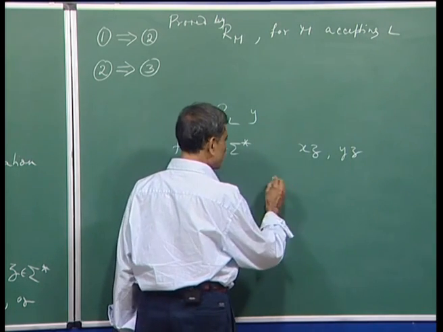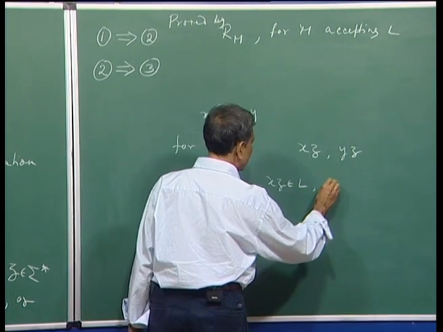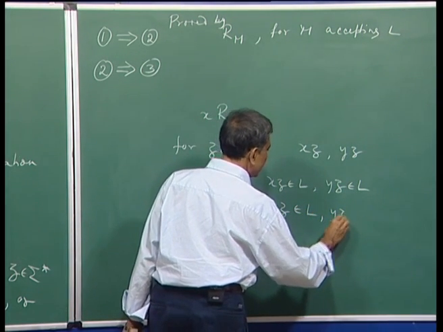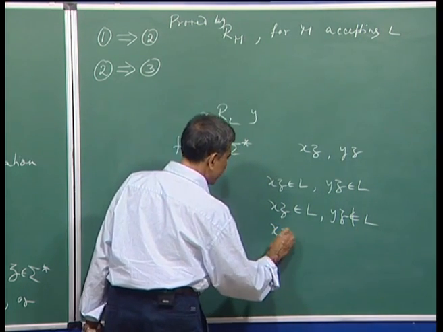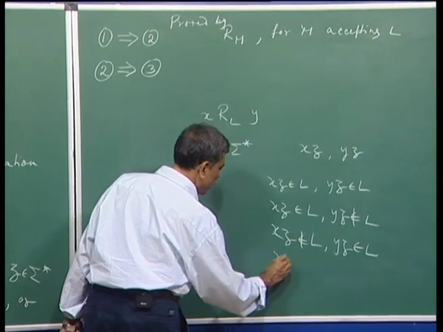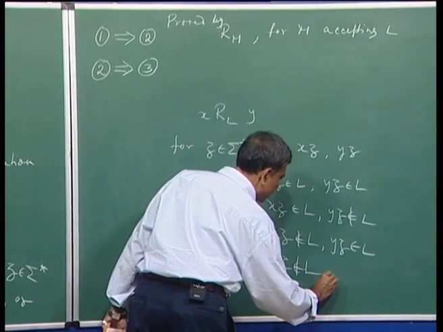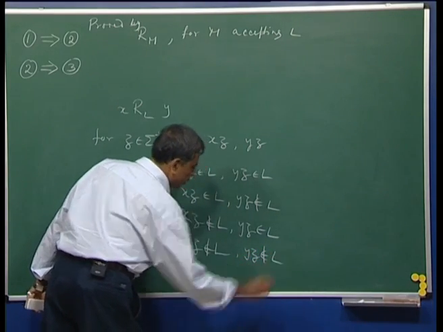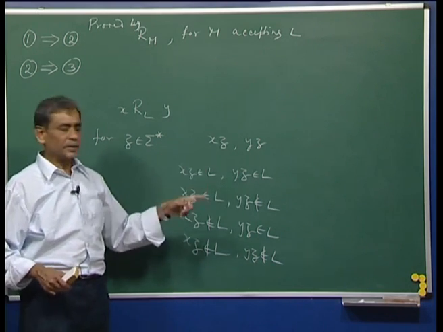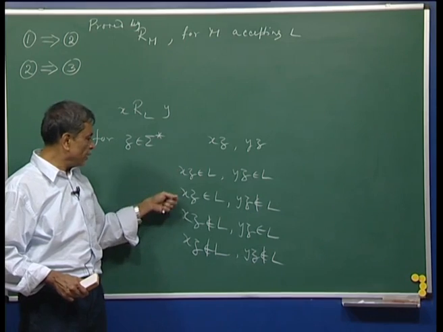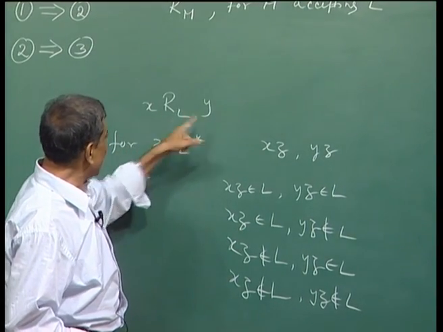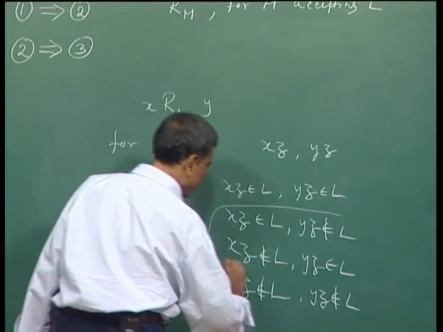Now, you see what are the possibilities? xz in L and yz in L; xz in L, but yz is not in L; xz is not in L, and yz in L; and both xz and yz both of them are not in L. These are the only possibilities that can happen when you get these two strings: either both in the language, or exactly one of them in the language, or none of them in the language. Now, for x R_L y to hold, these two cases must not be there.